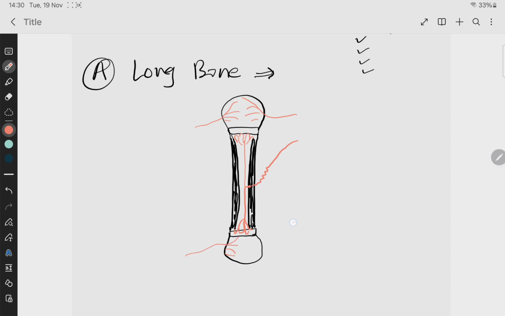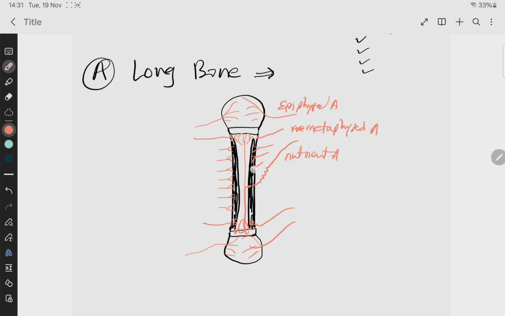So these are the epiphyseal arteries. Then there are the metaphyseal arteries which supply the metaphysis. So here come the metaphyseal arteries. This one is the metaphyseal artery, this one is the epiphyseal artery, and this is the main nutrient artery. And then the outer aspect of the bone is supplied by numerous multiple small branches or vessels.